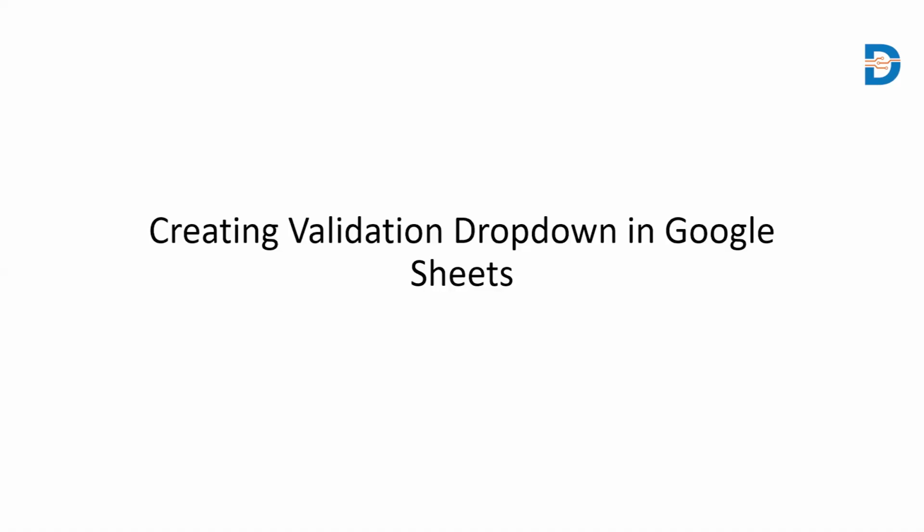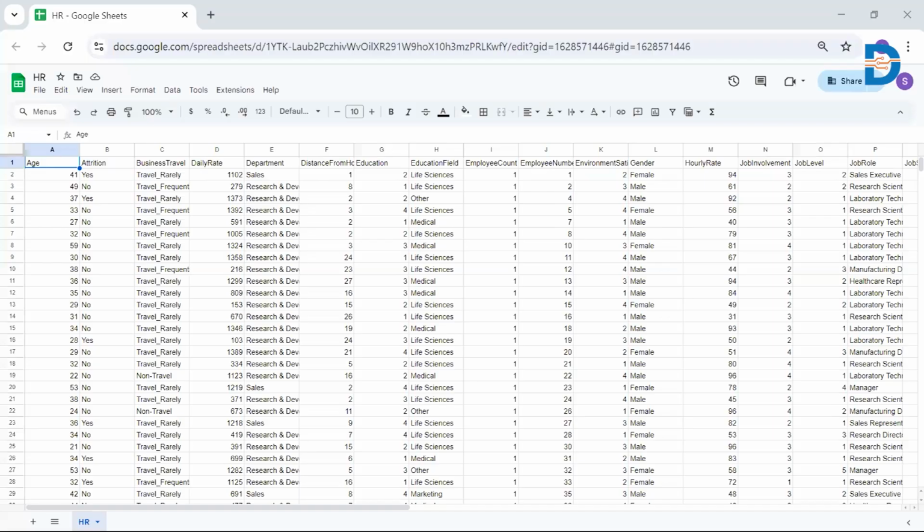Hello everyone. In this video, we'll be seeing how to create validation dropdowns in Google Sheets. The process is just simple. So this is an attrition data set.